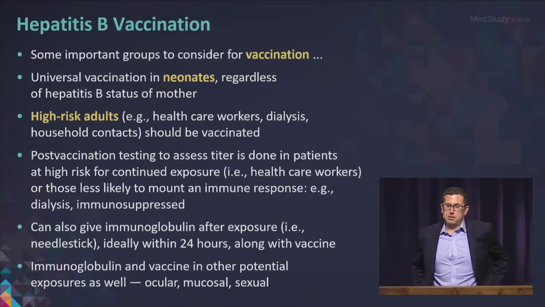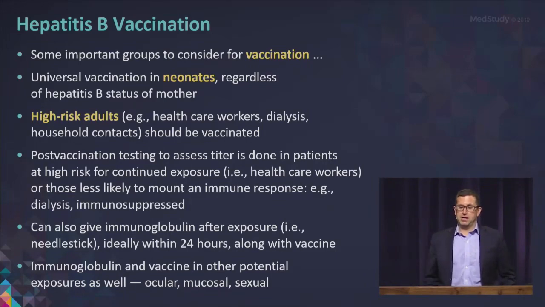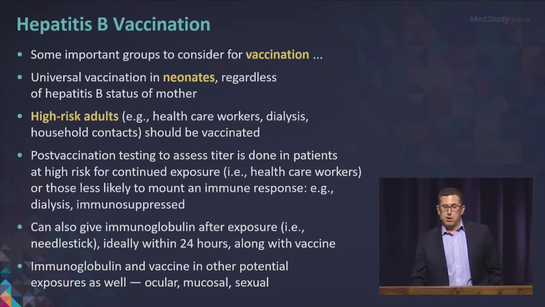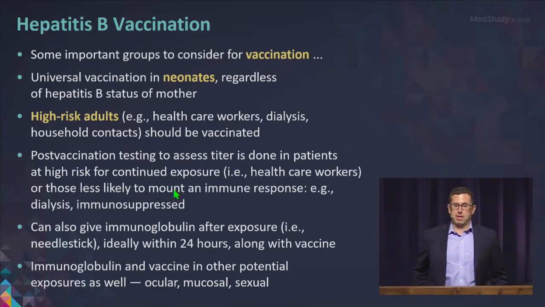With regards to hepatitis B vaccines, some important people to consider vaccinating would be, obviously, universal vaccination in neonates, regardless of the Hep B status of the mother, and higher-risk adults, so healthcare workers and dialysis patients. Post-vaccination testing to assess titer is done in patients at high risk for continued exposure. So not everybody, but if you're a healthcare worker, that would be a good person to make sure you're mounting a response. Or it could be done in those less likely to mount an immune response, so for example, immunosuppressed patients.